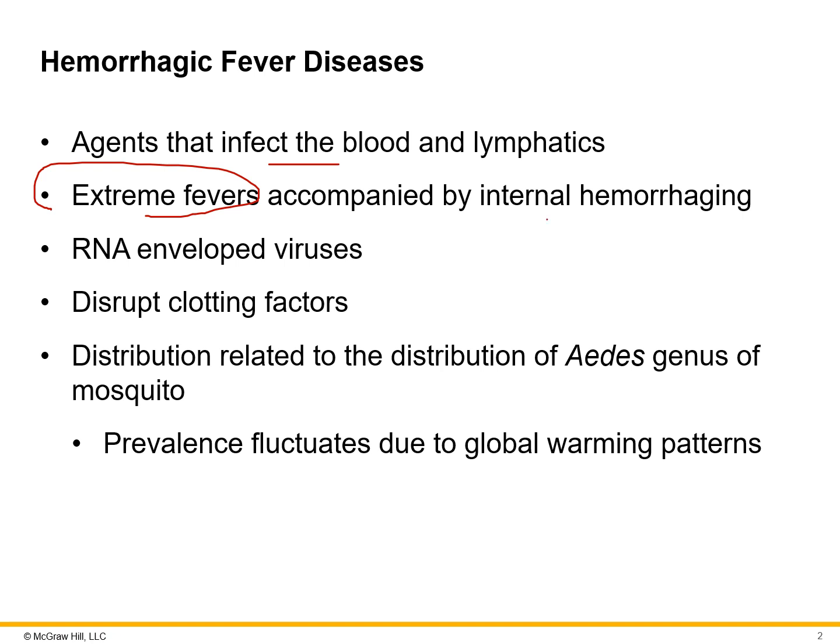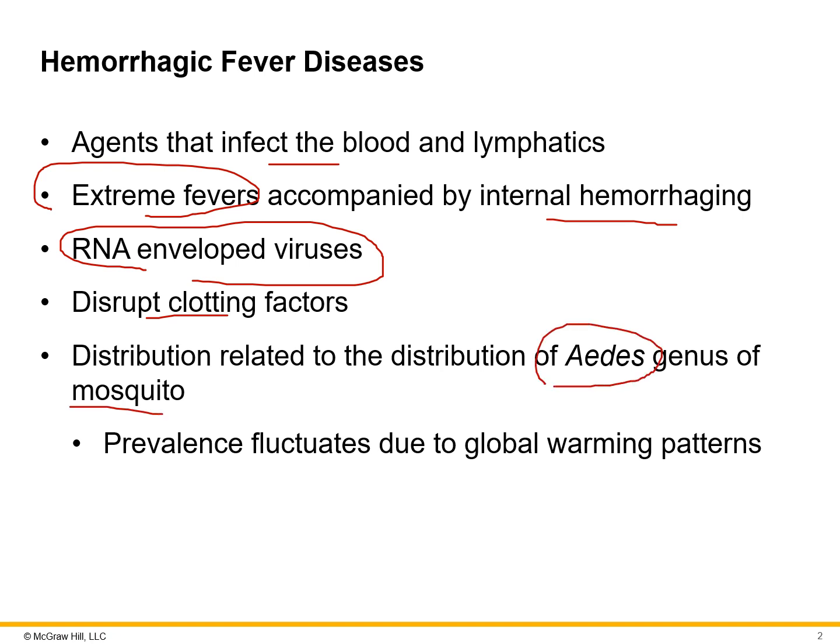But this is also accompanied by internal hemorrhaging, so the loss of blood. These are caused by RNA-enveloped viruses, and they disrupt clotting factors, which is what allows the bleeding to continue. They are all distributed through the Aedes mosquito, so the prevalence is actually fluctuating due to global warming patterns.